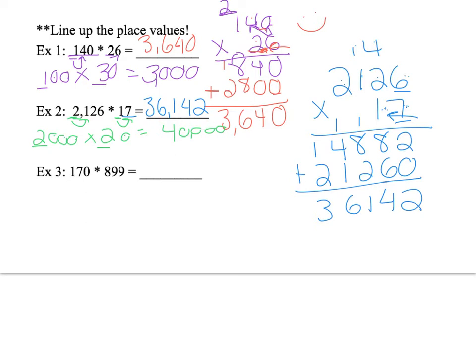36,142 is reasonably close to that number. So again, we are happy because we have finished another multiplication problem. Example 3.